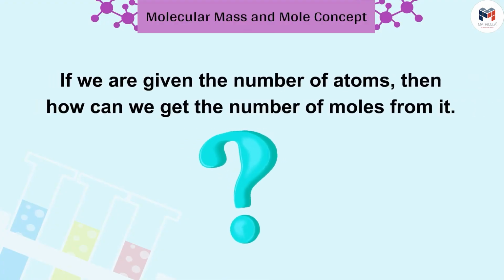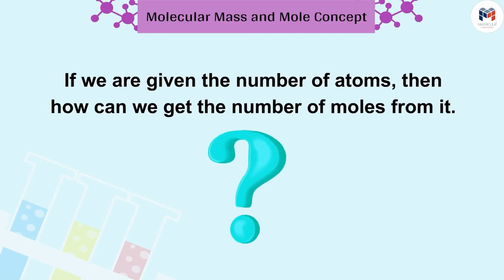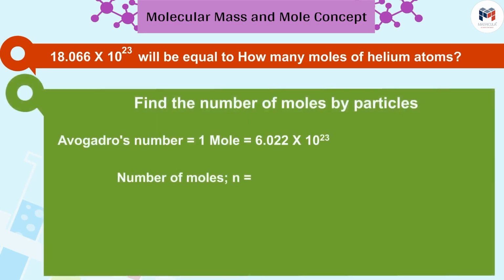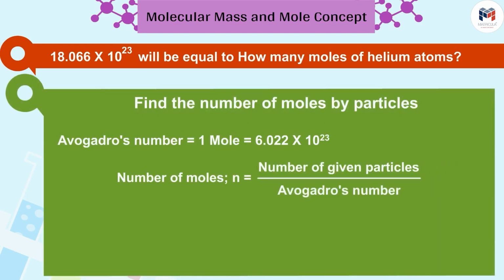Now, let's see if we are given the number of atoms. Then, how can we get the number of moles from it? 18.066 into 10 raised to 23 will be equal to how many moles of helium atoms? To find the number of moles, we divide the number of given particles by Avogadro's number. In this way, 18.066 into 10 raised to 23 helium particles are equal to 3 moles.